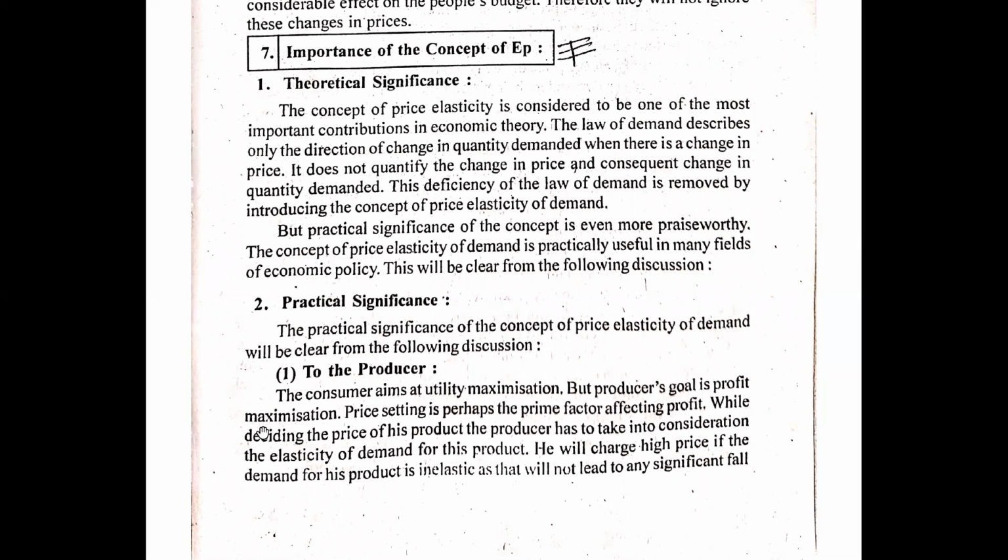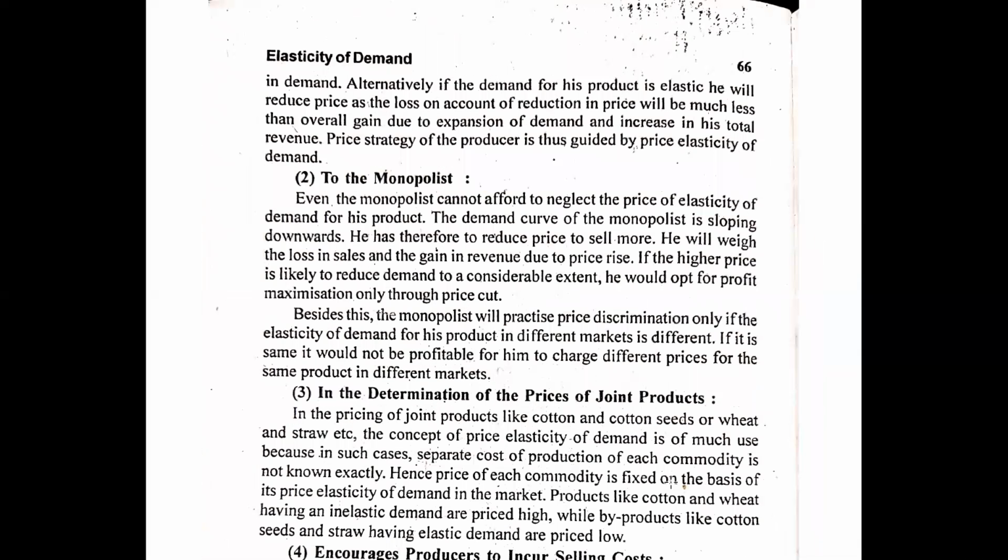Then let's read. The consumer aims at utility maximization, but the producer's goal is profit maximization. Price setting is perhaps the prime factor affecting profit. While deciding the price of his product, the producer has to take into consideration the elasticity of demand for this product. He will charge a high price if the demand for his product is inelastic, as that will not lead to any significant fall in the demand. Alternatively, if the demand for his product is elastic, he will reduce the price, as the loss on account of reduction in the price will be much less than the overall gain due to expansion of demand and increase in total revenue.